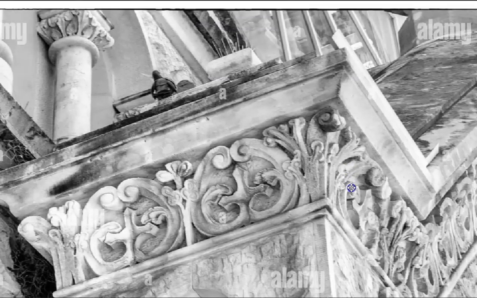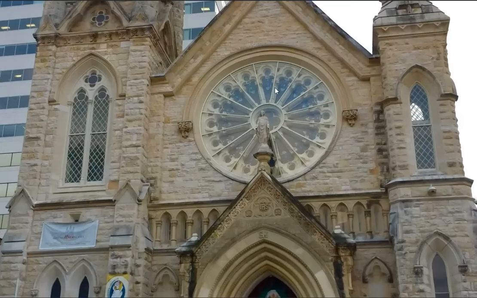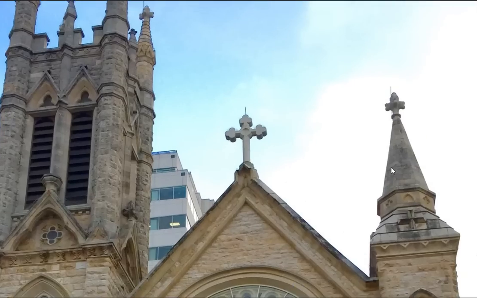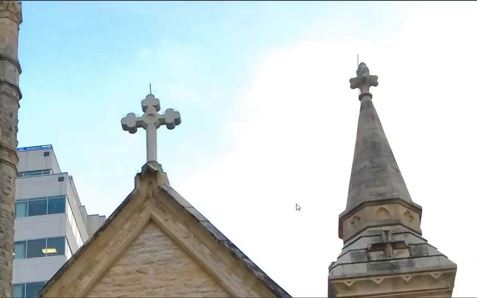Very, very detailed work going on here. Very high level of skill set. Even the roof portions themselves are stone, and this one looks like it's probably a hexagon. That's very, very difficult to achieve.